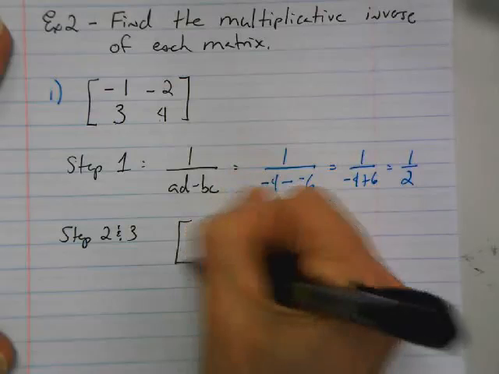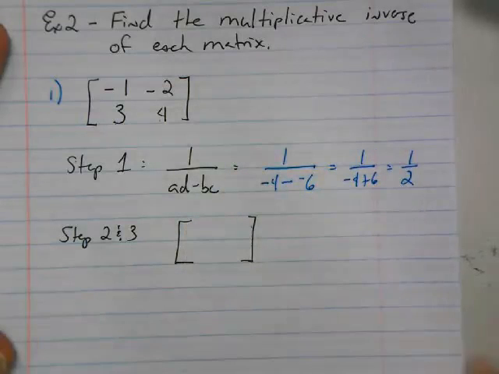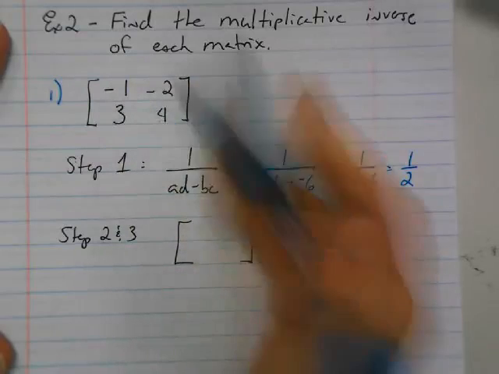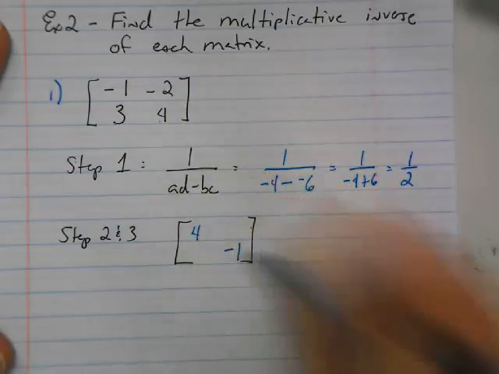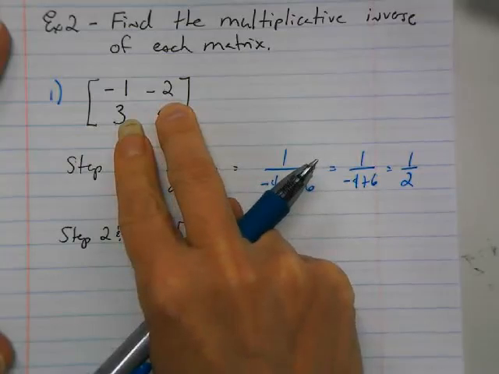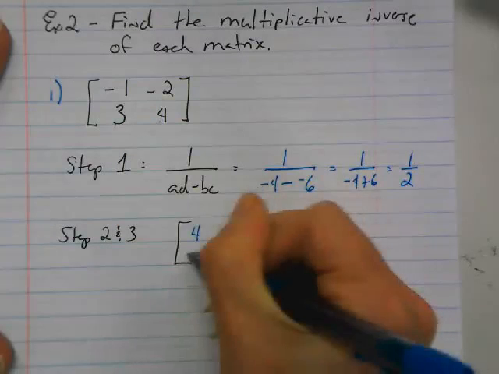So step 2 and step 3 say, in your original matrix, swap A and D. So that becomes 4, that becomes negative 1. And negate this diagonal. Negate just means to change its sign. So the 3 becomes negative, the 2 becomes positive.